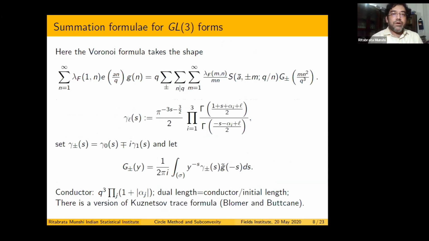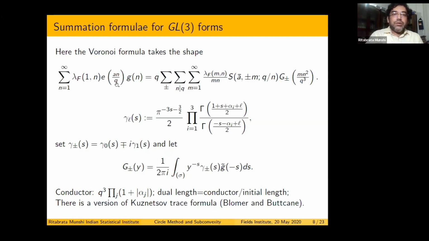And again, we have a Voronoi summation formula for GL3. And again, as you can expect, it's much more complicated. So it looks like this. Again, we have an additive character over here and a smooth, nice function over here. A and q are coprime.